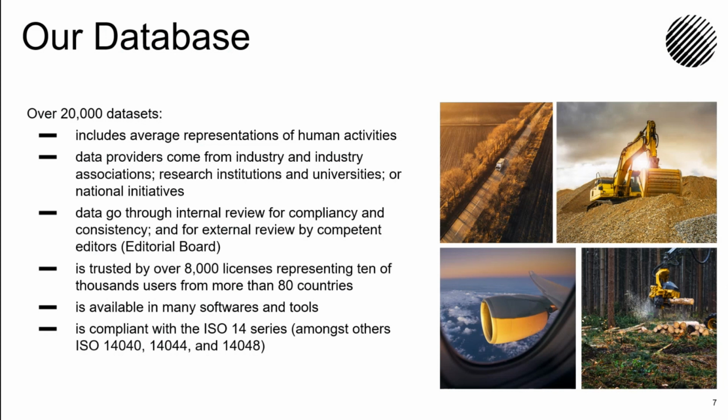The ecoinvent database contains data that model the average inputs and outputs of human activities, covering a wide range of products and services. We work with a variety of data providers from various organizations, such as research institutions and industry associations. Before we publish the data, we make it go through a review process to ensure that it complies with ecoinvent's data quality requirements. There are tens of thousands of users that use the ecoinvent database in over 80 countries. They either access the data directly through our website or use it through software and other tools. Finally, the database is compliant with the ISO 14000 series.